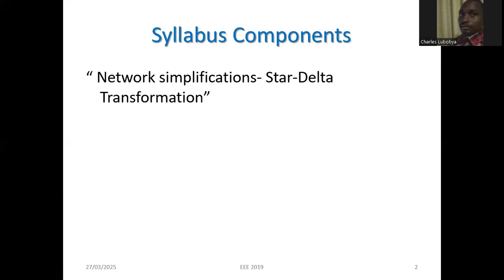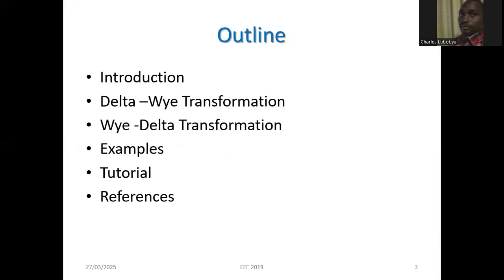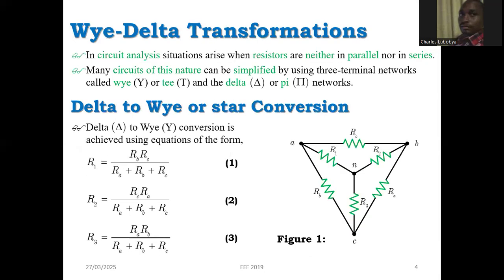So this lecture will cover the syllabus components of network simplification using star delta transformation or delta star transformation. The presentation outline for today will cover delta star or delta Y transformation in detail, and the star or Y to delta transformation. Then we'll look at some examples, and I'll give a tutorial at the end.